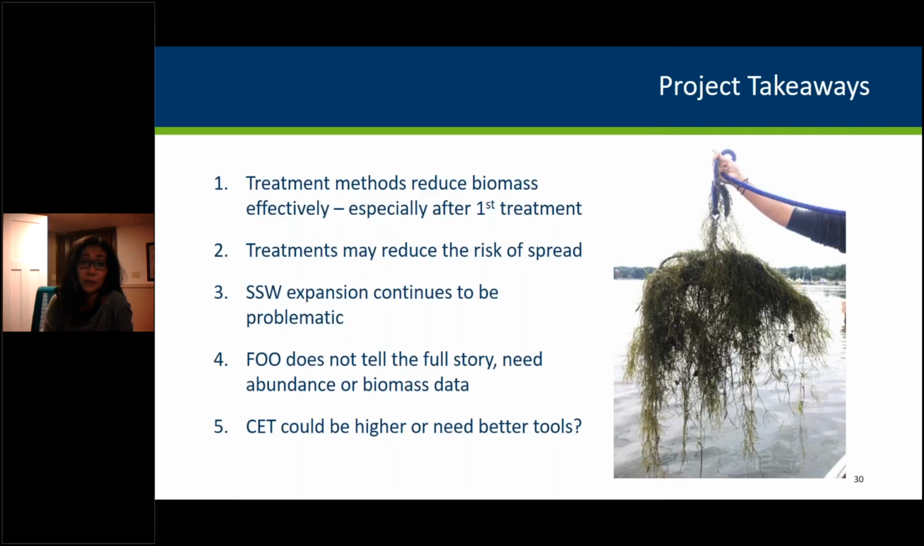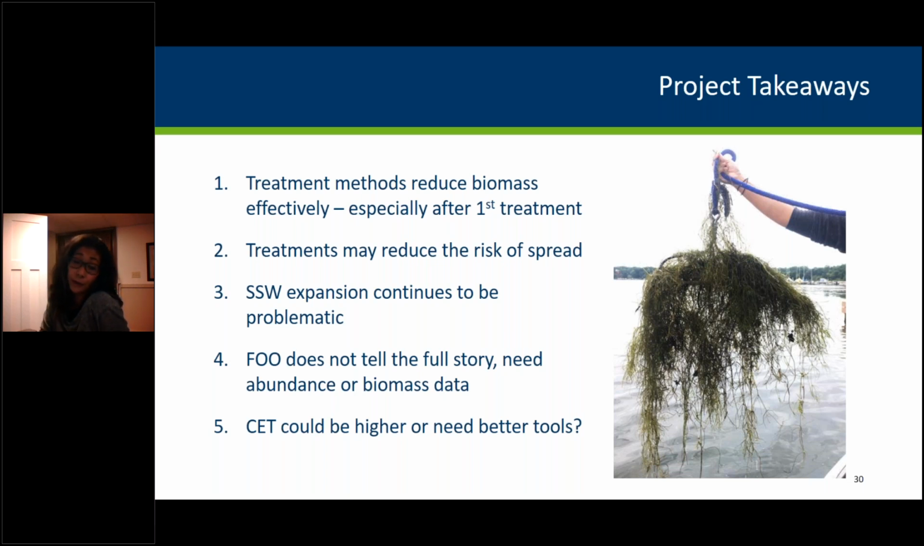Some takeaways from this project. So with these methods that we used, we were able to effectively reduce the biomass, especially after that initial treatment. Concentrating near the public access, we have the ability to prioritize for those high use areas, and this may potentially reduce the risk of spread to other lakes within the surrounding area.